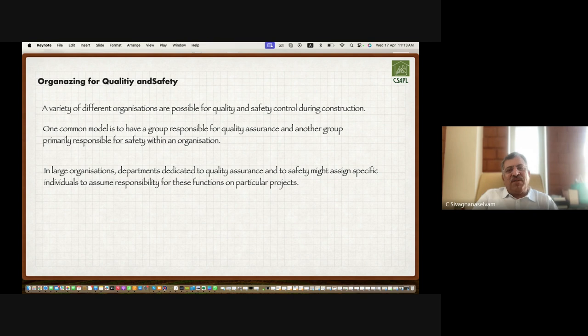In a large organization, departments dedicated to quality assurance and to safety might assign specific individuals to assume responsibility for these functions on particular projects. This I can give you examples. There are people in a safety team, internal safety. Once the construction started and is going up, there will be sequential works and parallel activities. When parallel activities are happening, there will be a construction team working inside the building and different agencies working. Electrical team may be working, plumbing team, HVAC team, and the masons may be working inside. And likewise, outside there will be a plastering team and a finishing team working on the outside.